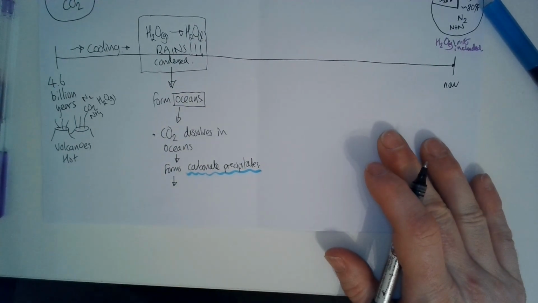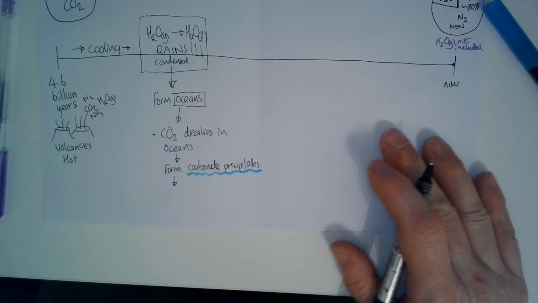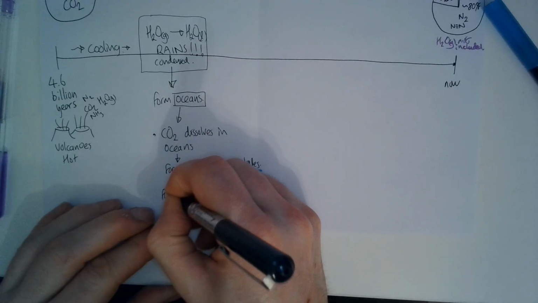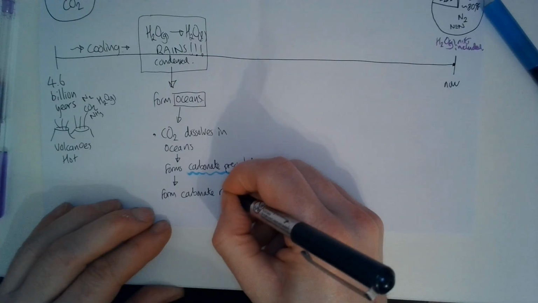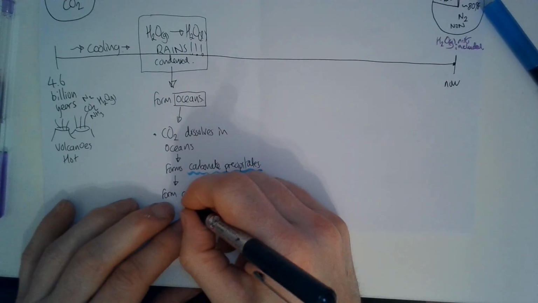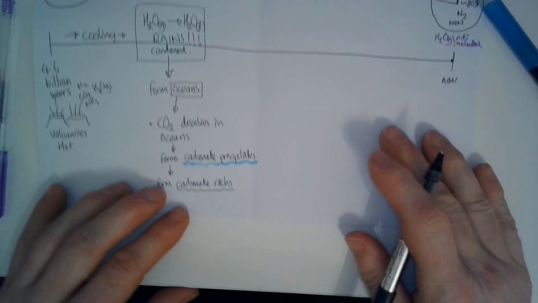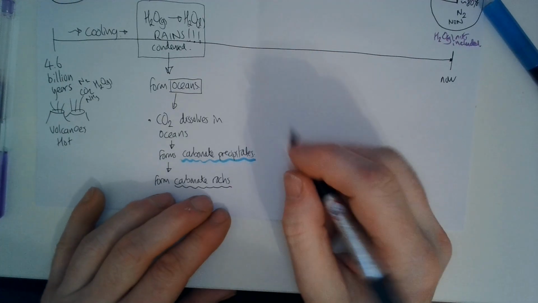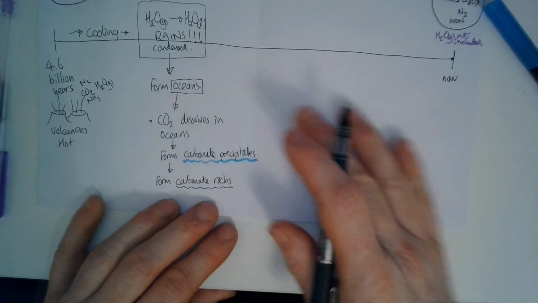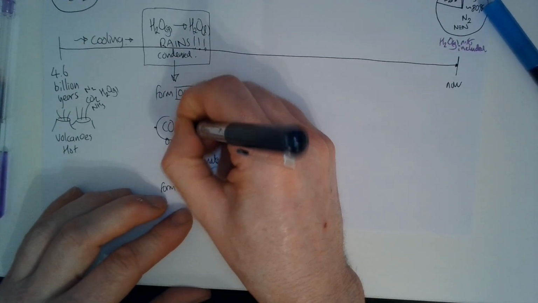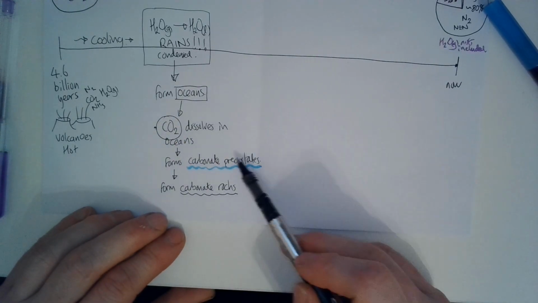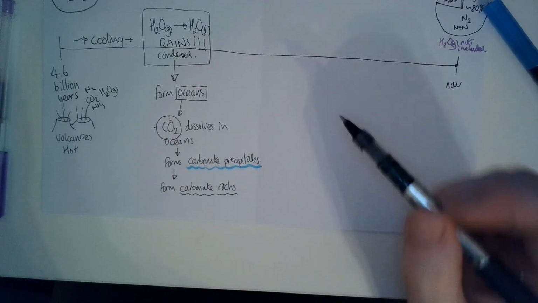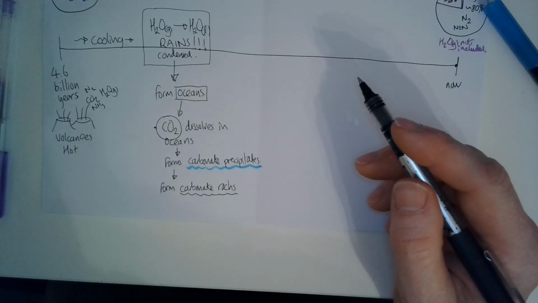Next thing that we've got, these carbonate precipitates form carbonate rocks. Okay, so if somebody asks you in the exam, where did some of the Earth's early carbon dioxide go? It dissolved in the oceans, it formed carbonate precipitates, and then it formed carbonate rocks.